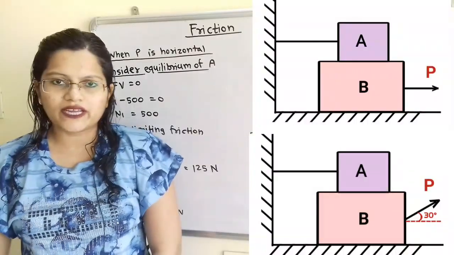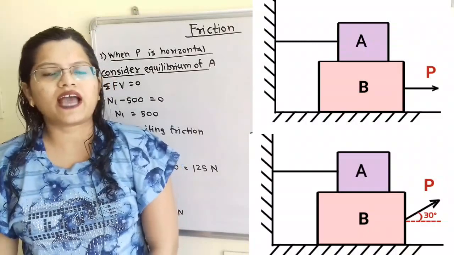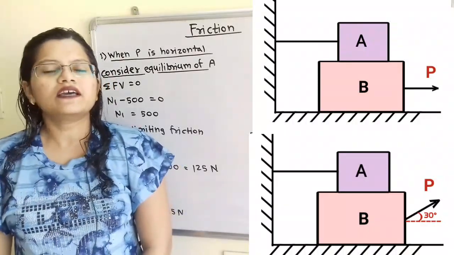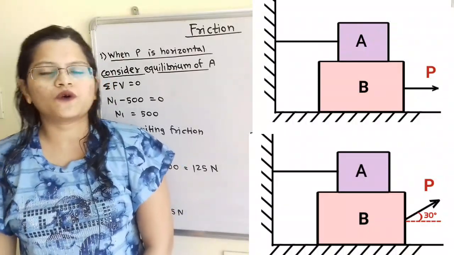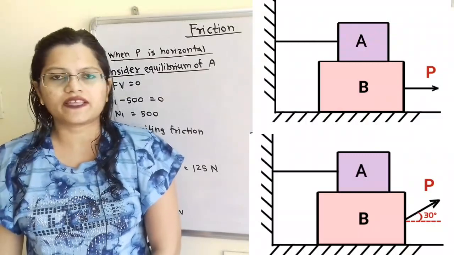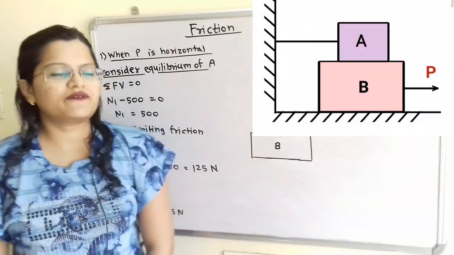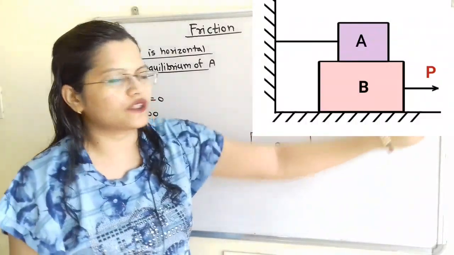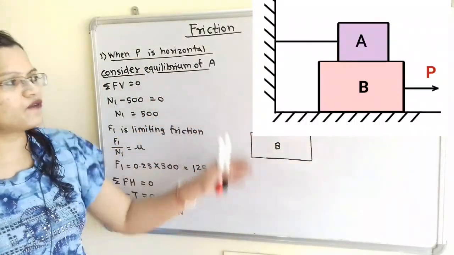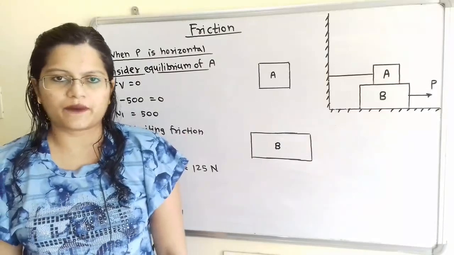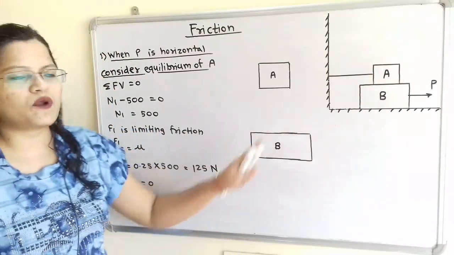There are two cases. We have to find out the applied force P when the direction of force P is horizontal, and second case when the direction of force P is inclined. We will consider the first case when P is horizontal. And now we have to draw the free body diagram. We will first consider the block B.